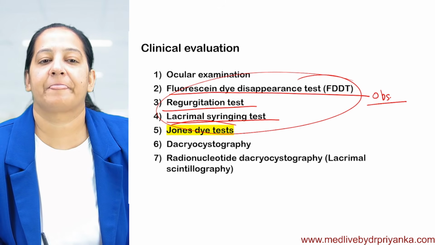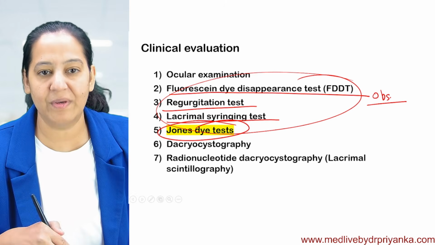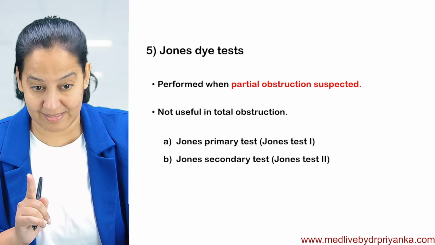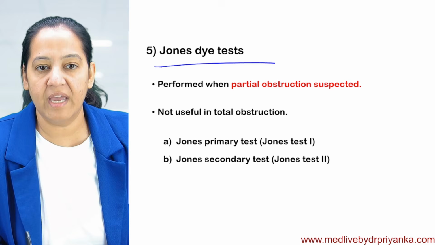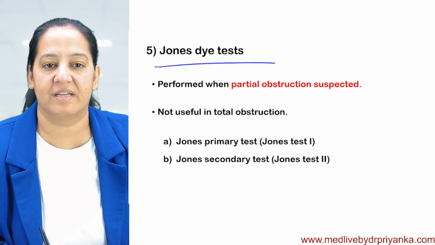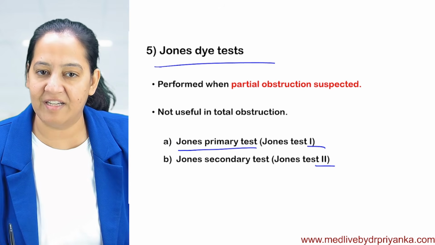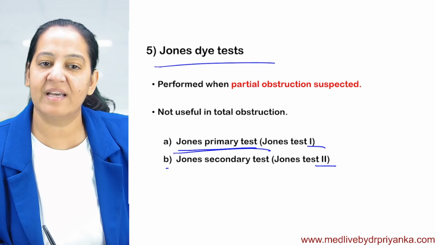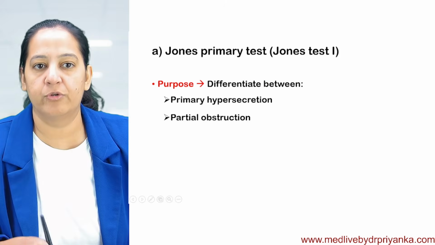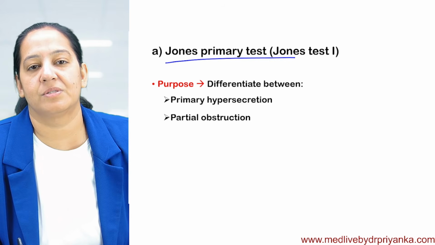Now the next test, the Jones dye test. Please understand, it's tricky. There are 2 types of Jones dye test: type 1 and type 2, I mean the primary Jones dye test and the secondary Jones dye test. One by one we will do. Let's first do the primary Jones test.